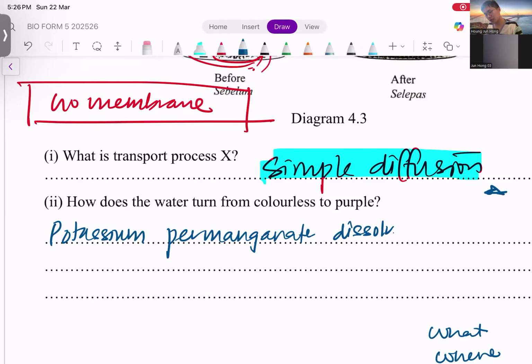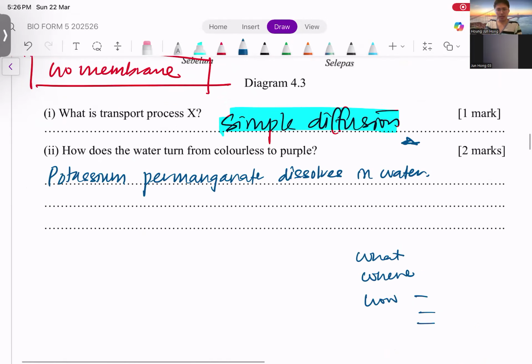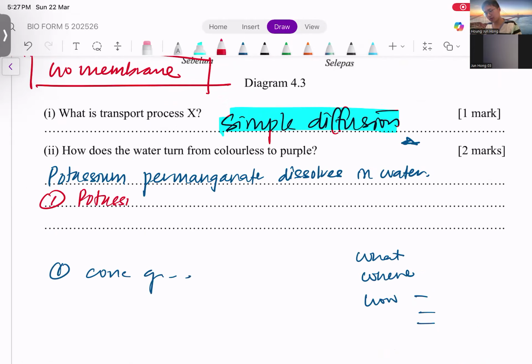Okay, so this thing dissolved. And when it dissolves in the water, it will then start to diffuse. So what happened here? Yes, it diffuses. Again, there's no location, they just literally diffuse throughout the water. And this is again what we know. The first characteristic, concentration gradient. So apply that here. Potassium permanganate will diffuse down the concentration gradient.